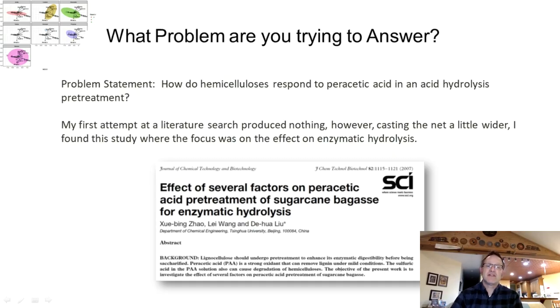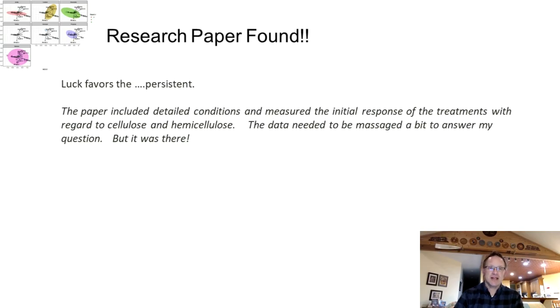It's titled "The Effect of Several Factors on Peracetic Acid Pretreatment of Sugarcane Bagasse for Enzymatic Hydrolysis." It's not for pulping, it's not for bleaching, right? It's okay if the research article doesn't specifically state or agree with your problem. In this case, I was lucky. The paper included all the conditions that I needed. It measured the initial responses of the treatments with regard to cellulose and hemicellulose. I just needed to massage the data a bit so that I could answer my question, but it was there.